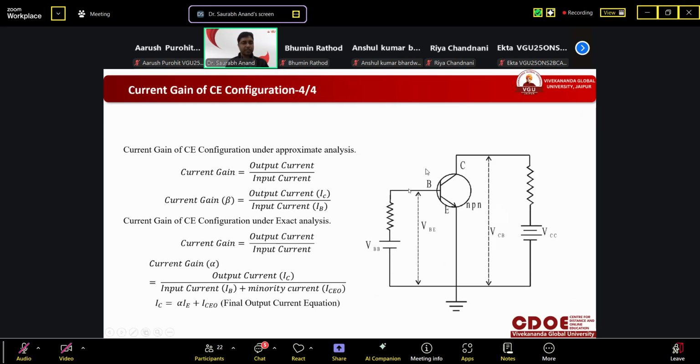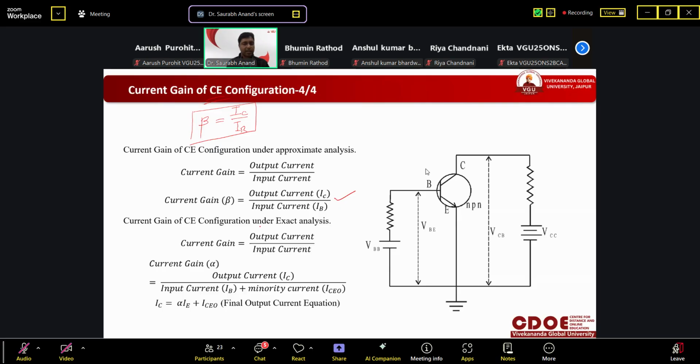This is again the current gain. The current gain in case of common emitter is denoted by beta. So beta gain is output current, so output current is what? IC upon input current, that is IB. It is very easy.